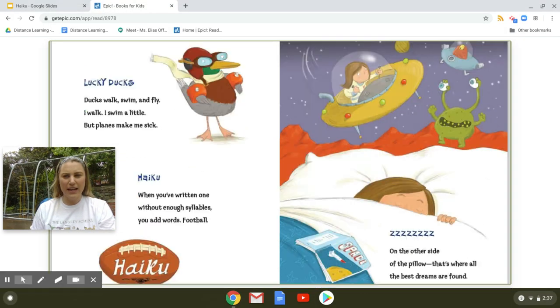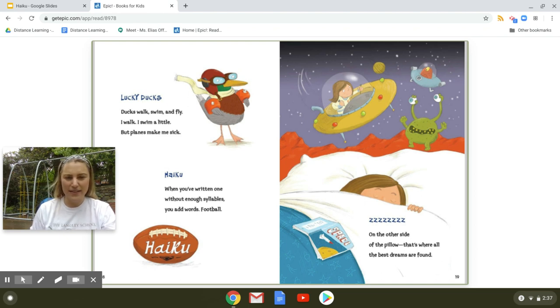So that is the last haiku in this collection of haiku and lantern poems. Next time, we're going to talk about what a lantern poem is and how we can tell that it's a lantern poem. I hope that you had a lot of fun remembering all the times that we talked about haiku when we were together at school.